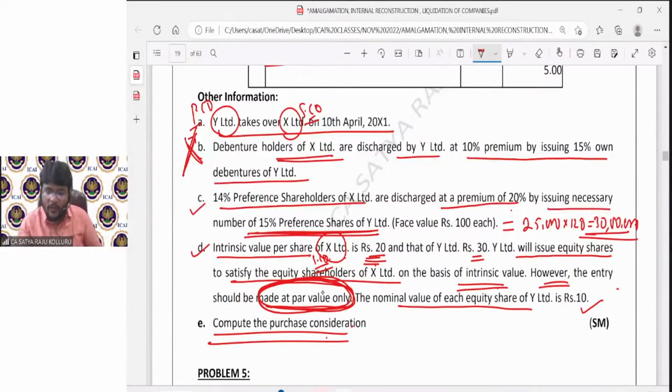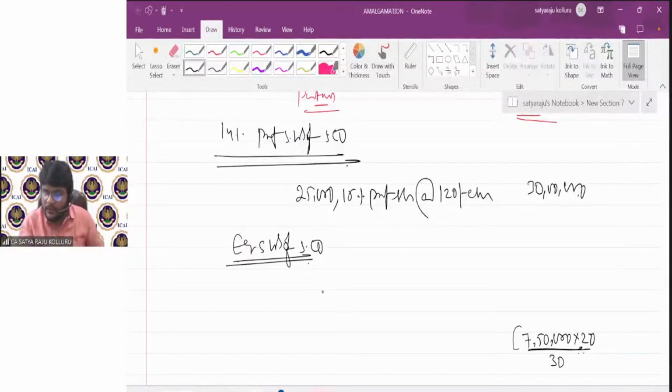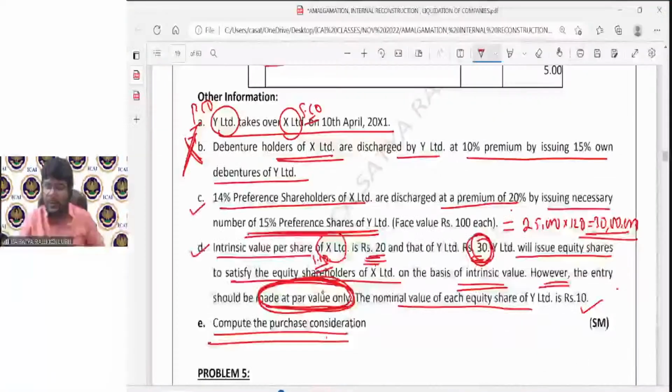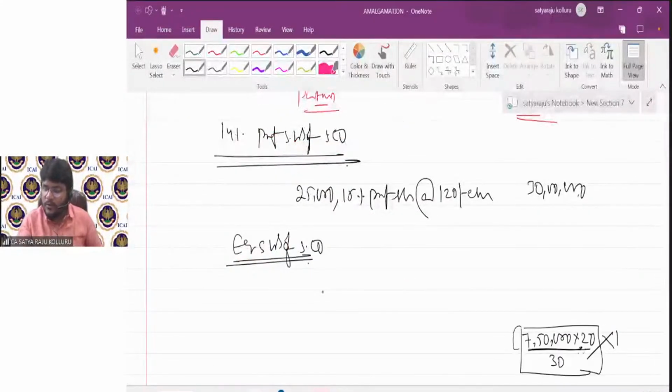Now, what is the issue price? In Y Limited, each share we are issuing at 30 rupees, which is the intrinsic value per share in the purchasing company. Divide by 30, then this component is the number of shares issued. Multiply with the face value, then you will get PC recorded at par value. Face value is given as 10 rupees, so multiply by 10 rupees.